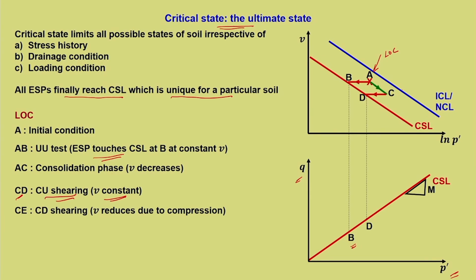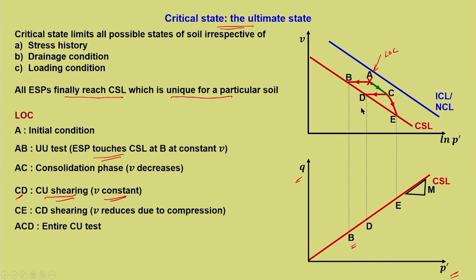CE is consolidated drained shearing, V reduces due to compression. Now, from here C, it is sheared in a drained manner, consolidated drained shearing, but it is consolidated to the same point C. So, how will it move? It will further reduce in V and move down, and that is the point CE, where it indicates the consolidated drained test, and this is on the critical state line. So, it has to be mapped onto the critical state line.